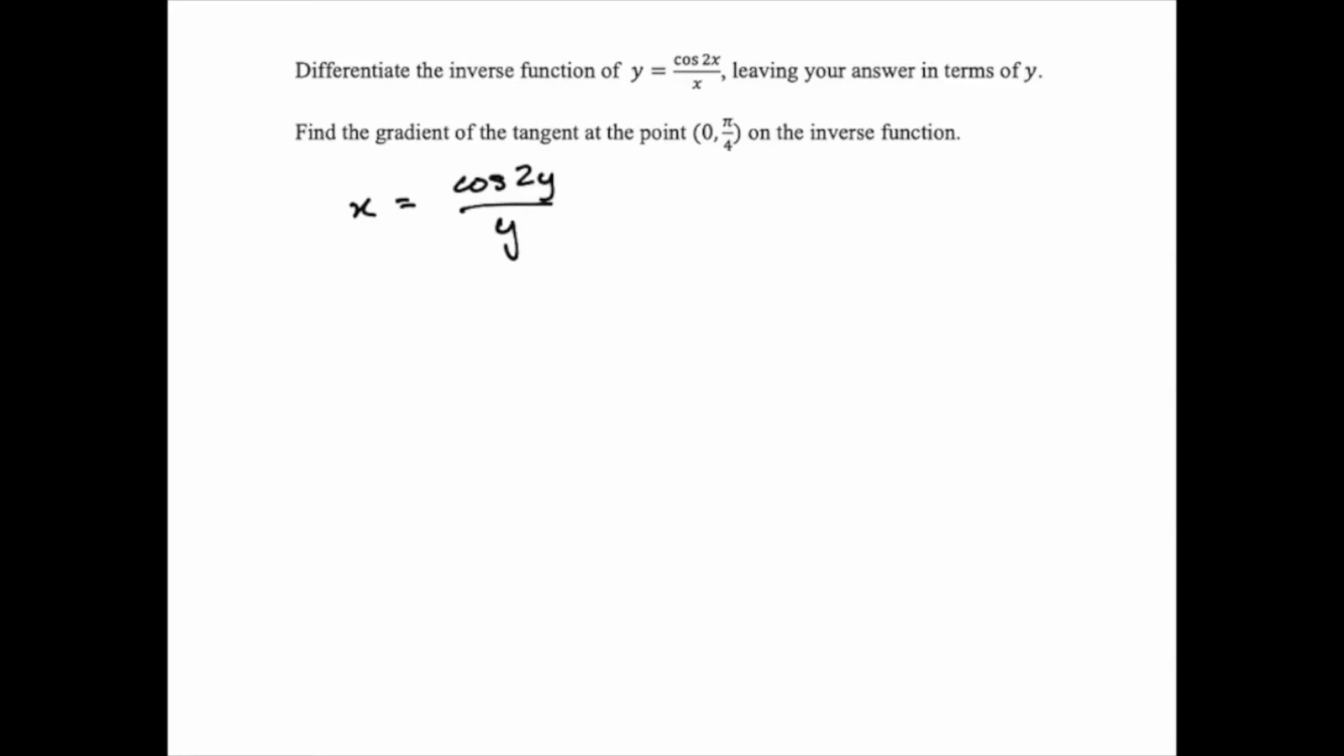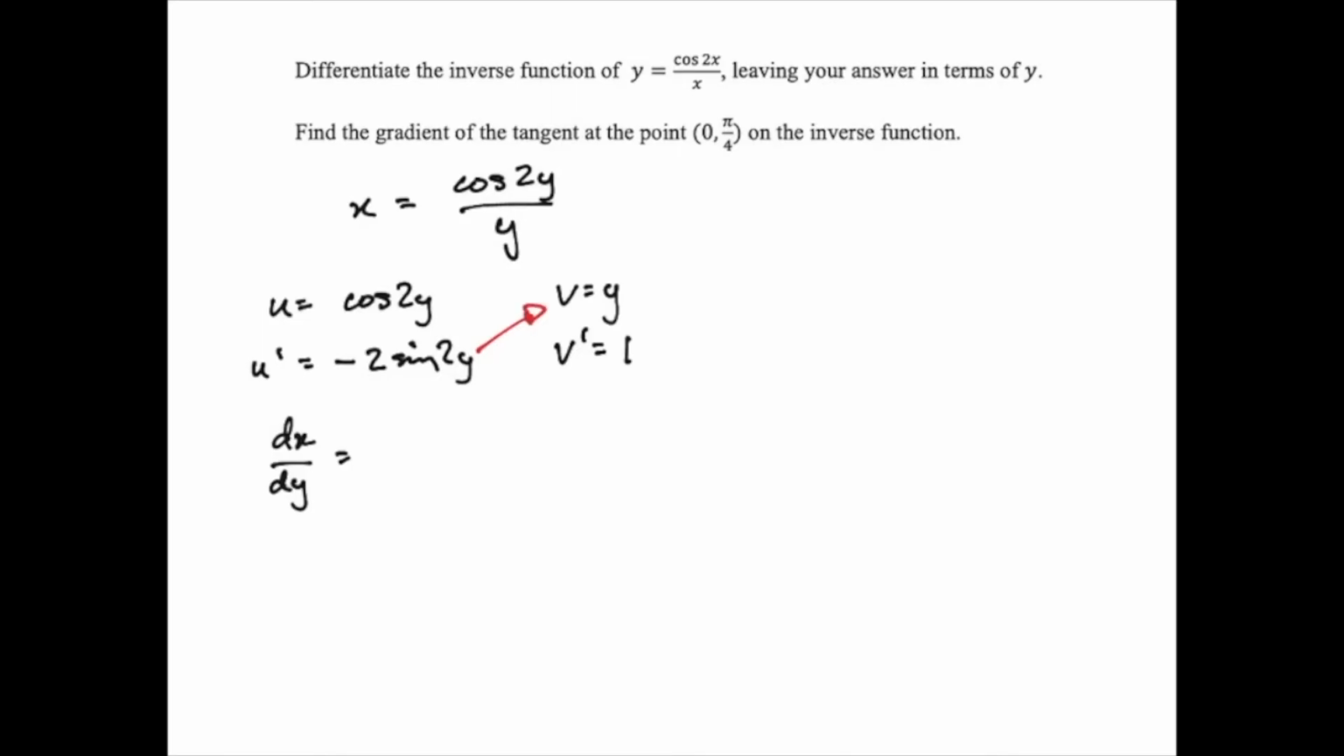So remember our result. I can find dx/dy if I find the derivative of x in terms of y. This will be a quotient rule, so u is always the top, so cosine 2y, v is y, u dash is, cosine differentiates to negative sine, so it'll be negative 2 sine 2y. It's a chain rule, don't forget.